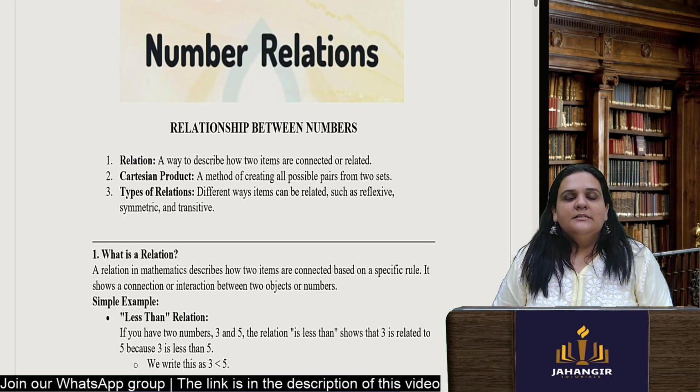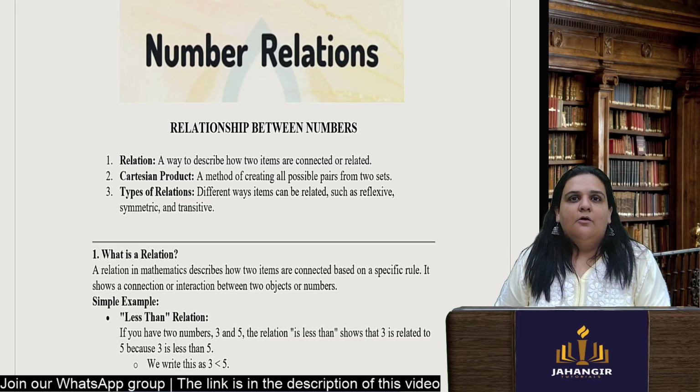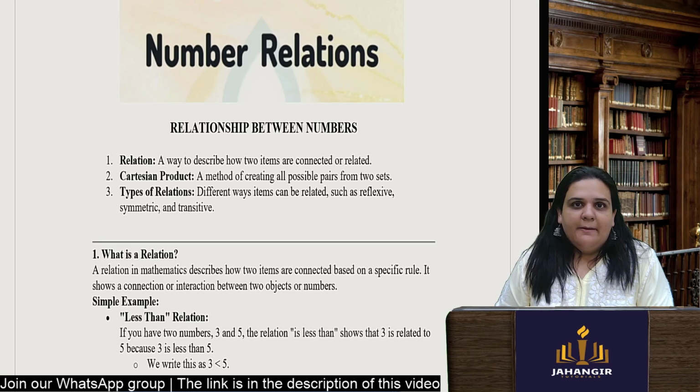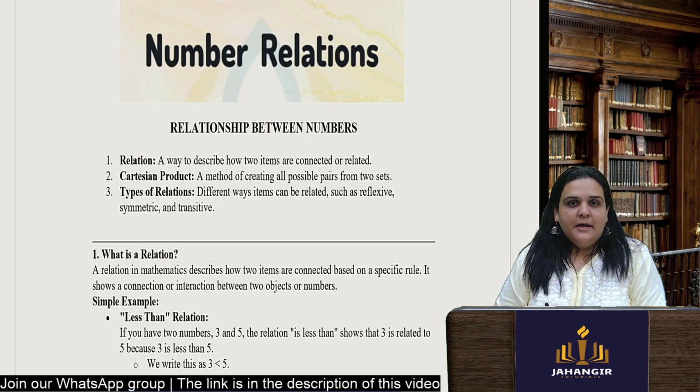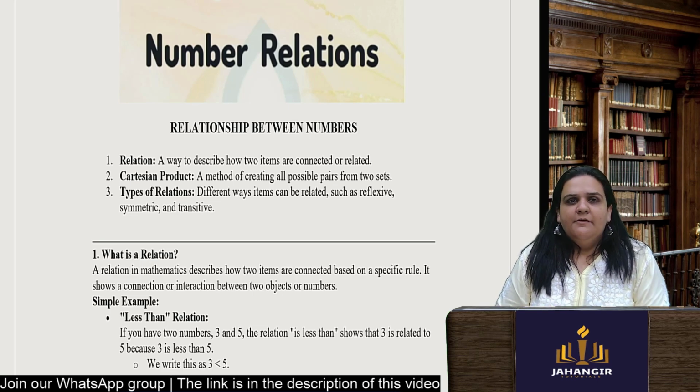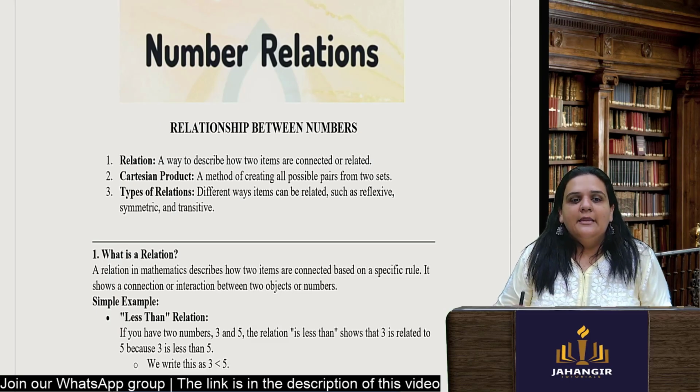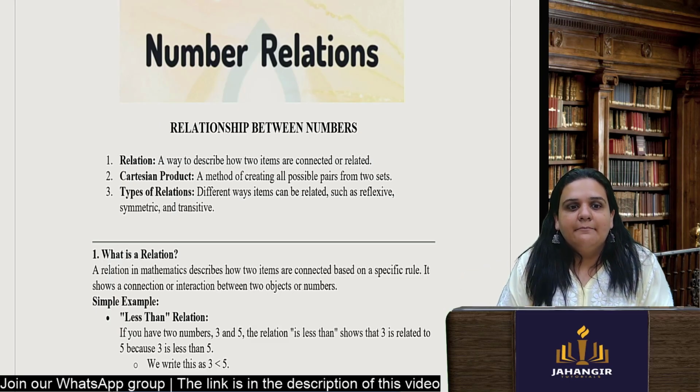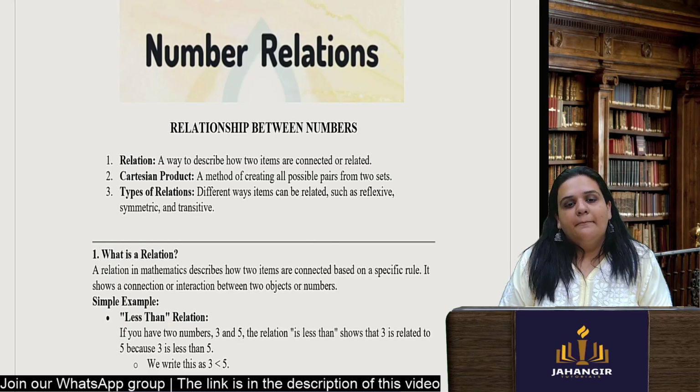Okay, so now this is part 3 of your first chapter, number systems, of quantitative aptitude. So this is the last part of this chapter. Very easy: number relationship. The relationship which a number can have with another number, whether it is equal to that number, or whether it is greater or less than that number. Any relationship which can be established between two numbers.